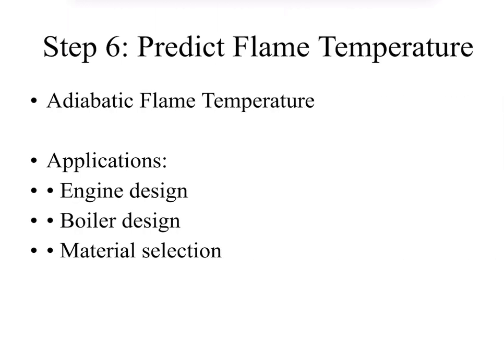So the next step, step 6, is to predict the flame temperature. We are using adiabatic flame temperature. The energy release raises the product temperature. Engineers estimate the adiabatic flame temperature to ensure equipment can withstand the operating conditions. So our applications are engine design, boiler design, and material selection, so our work will be nice, perfect, and efficient.